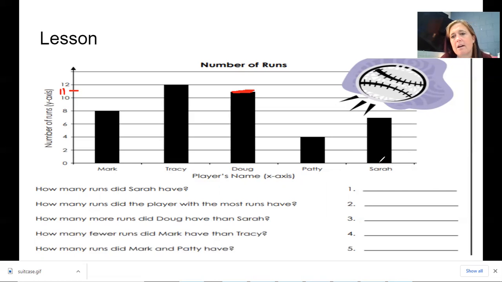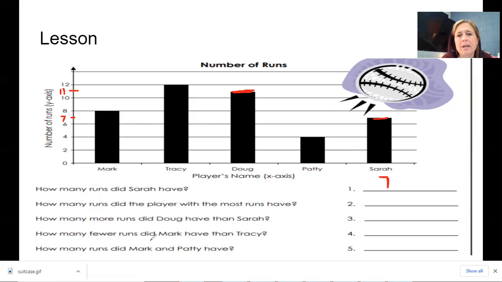So if we go to Sarah, her bar stops here, which is in between two lines. So if we go over here, this one is 6 and this one is 8 because 6 plus 2 is 8 and we're counting by twos. So the one in between would be the number 7. So Sarah actually had 7 runs.